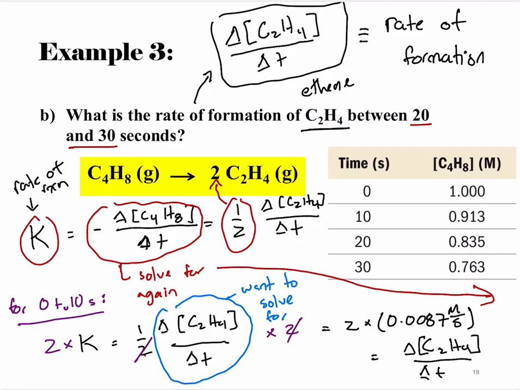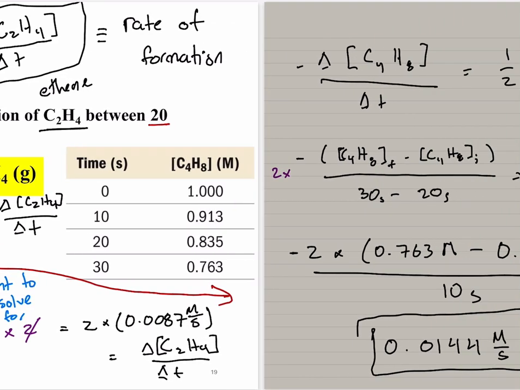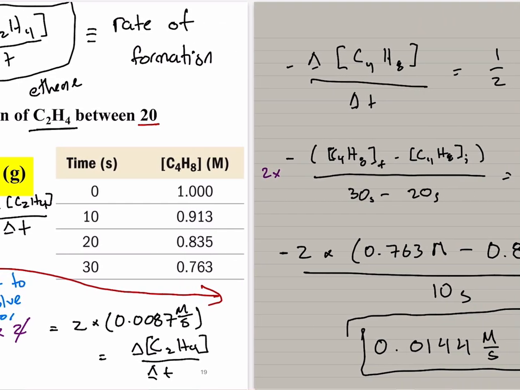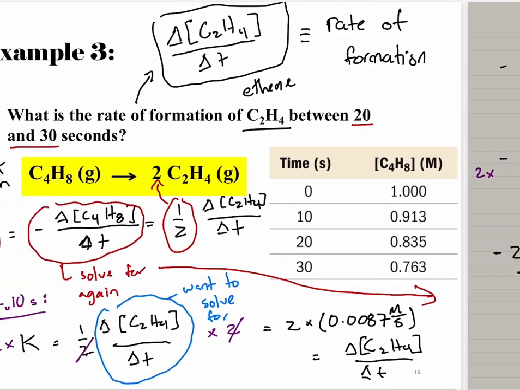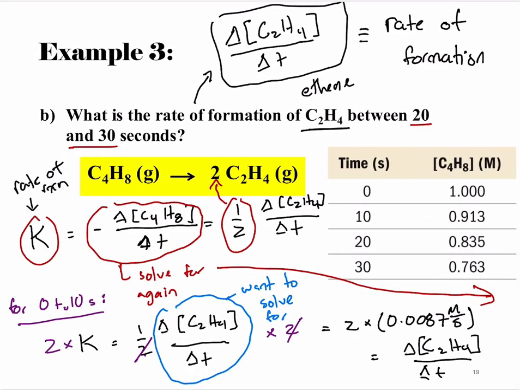So this is using a data table. The problem can also be phrased a different way where you don't necessarily have to solve for the rate of the reaction using the data table. You can just be given that value. And so the next example we'll deal with that. Then we're going to start talking about the order of the reaction, and reaction order and what that means in the experimental rate law.